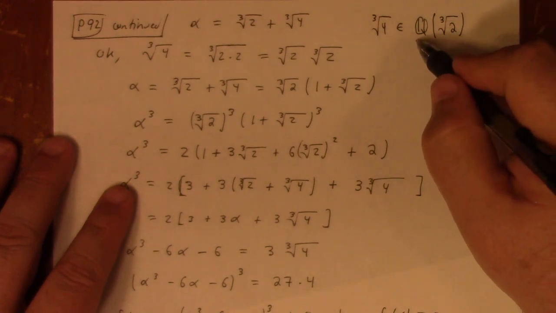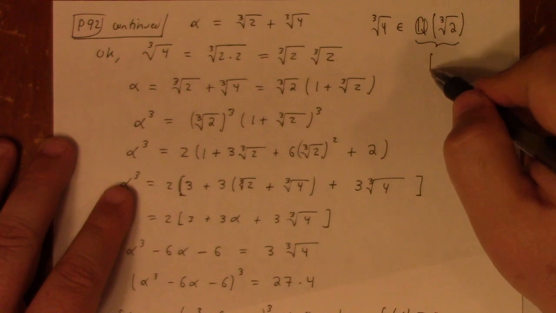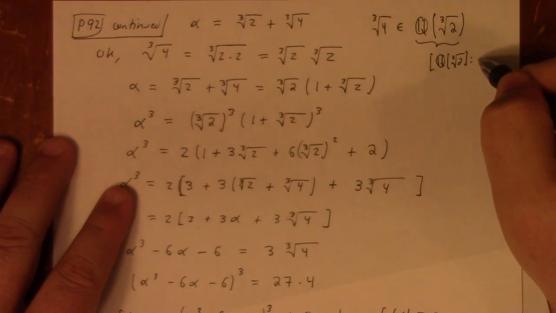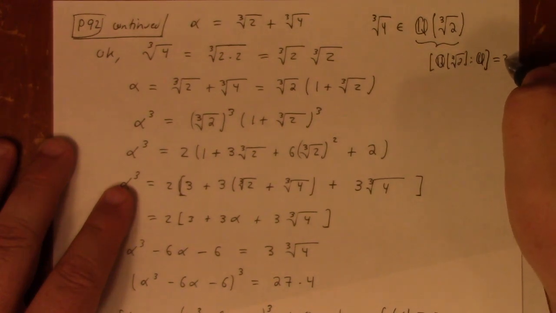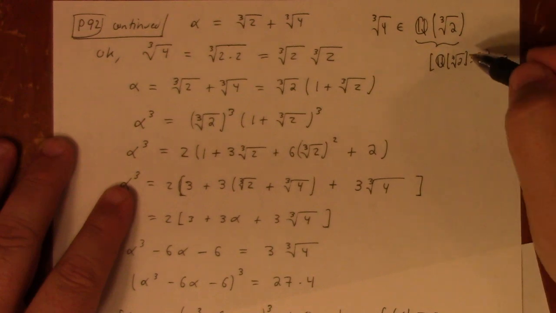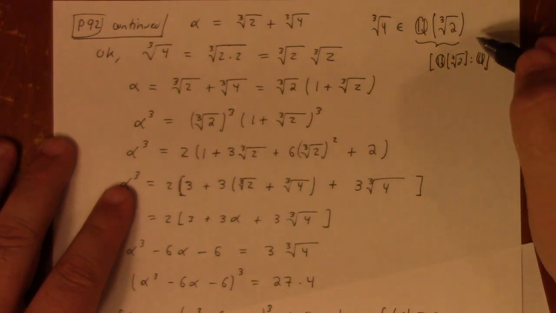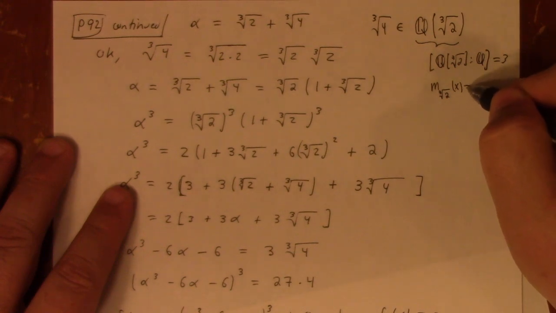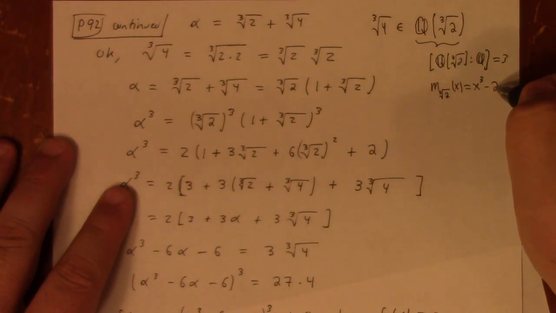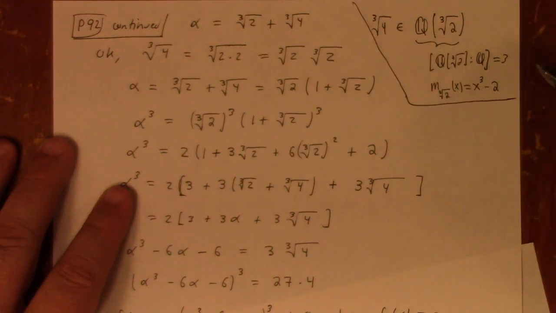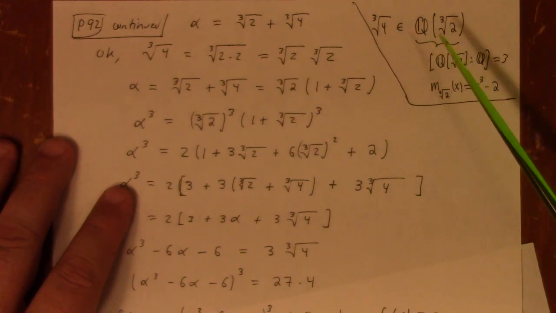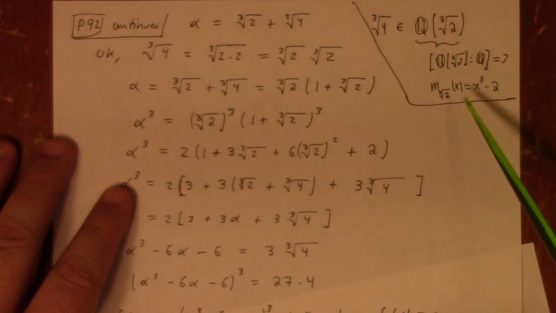And as we were just talking about, the degree of Q adjoin the cube root of 2 over Q is 3. And of course we know that the degree of the cube root of 2 over Q is 3 because the minimal polynomial is literally x cubed minus 2. So it's a degree 3 extension, and because this is also in that extension, it stands to reason that we should be able to find a degree 3 extension.